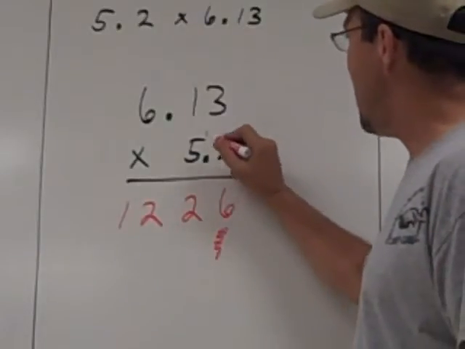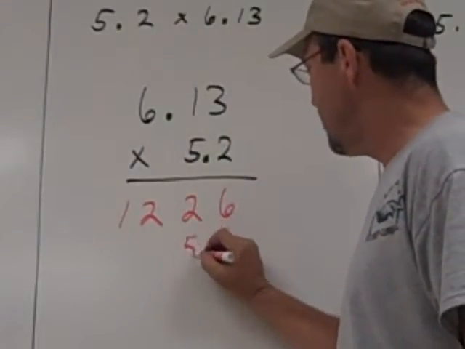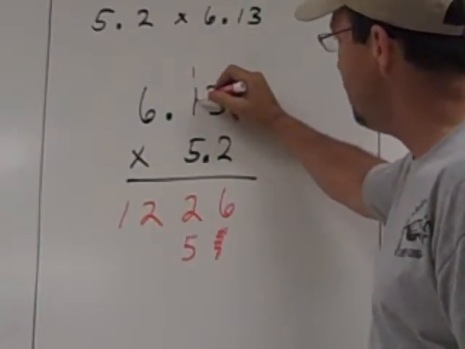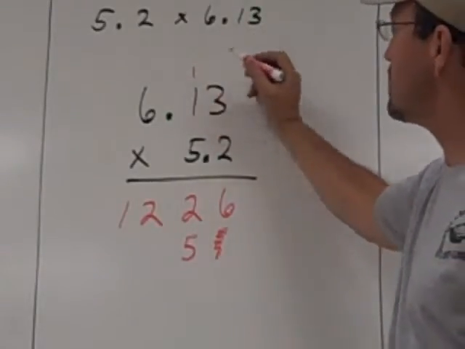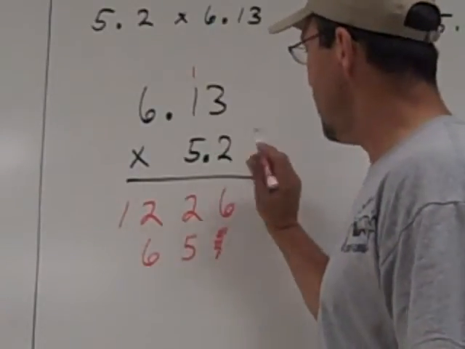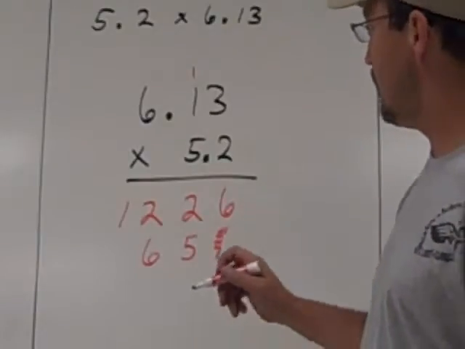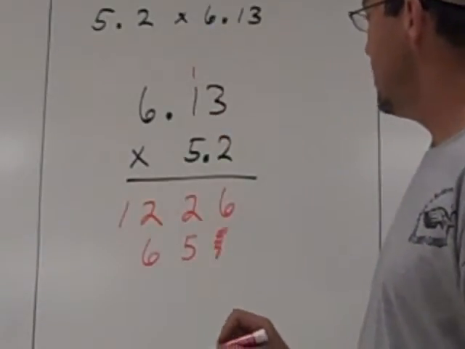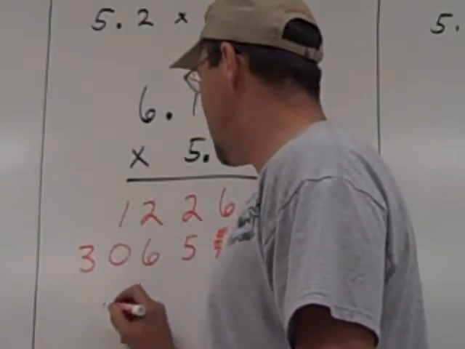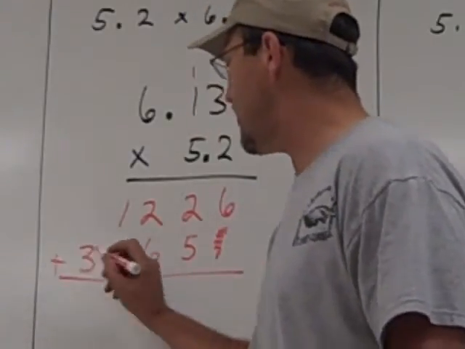Now let's multiply. 5 times 3, 15. Carry my 1. 5 times 1 is 5, plus 1, 6. No carry, no bump over, no regrouping. 5 times 6 is 30. No other numbers, so I'm going to go ahead and write 30 down. We have completed the multiplication.